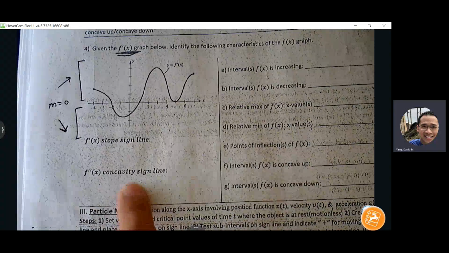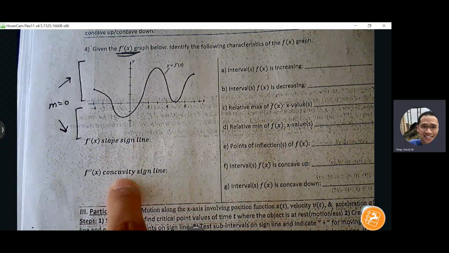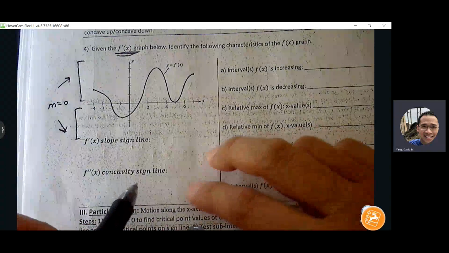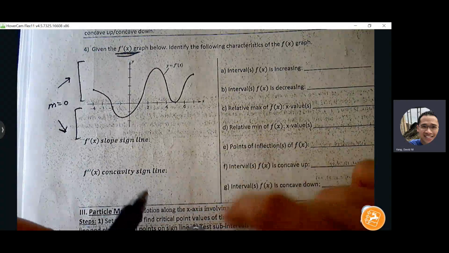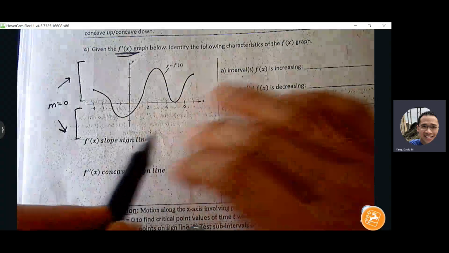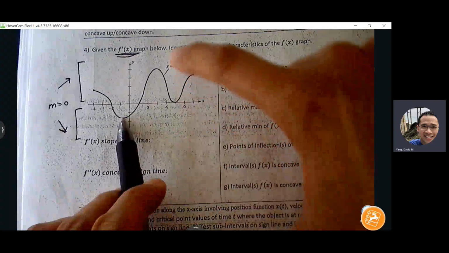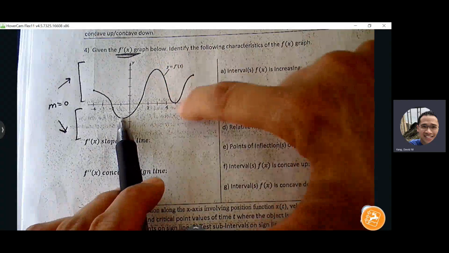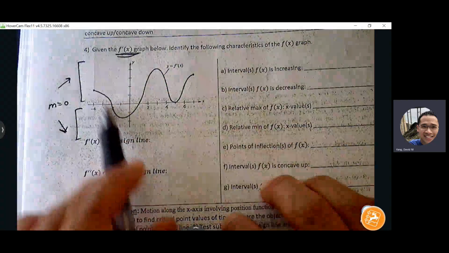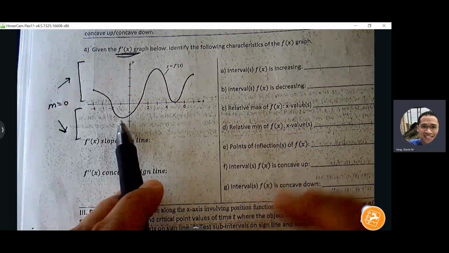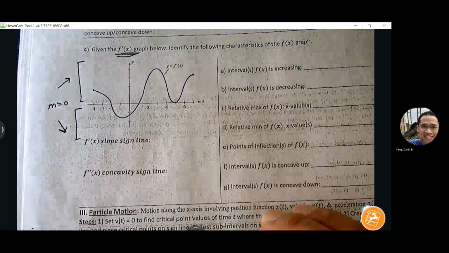And then your concavity sign line, or second derivative sign line. We want to pick out points of inflection, right? And how do we find points of inflection off of this first derivative graph? Peaks and valleys, right? So we look at the peaks and valleys, find the x values there, and then negative slope corresponds with concave down, positive slope with concave up.